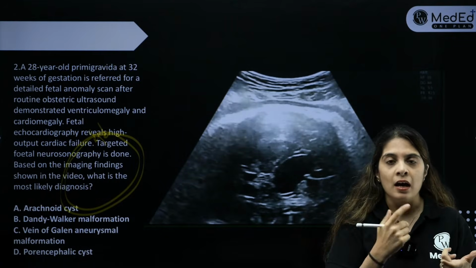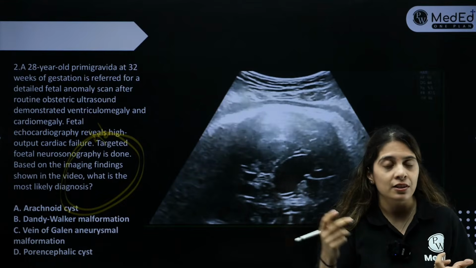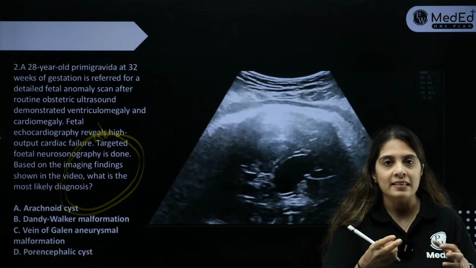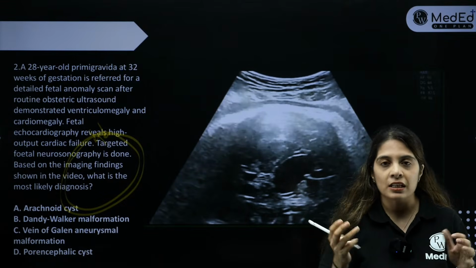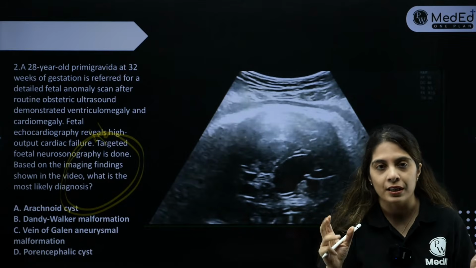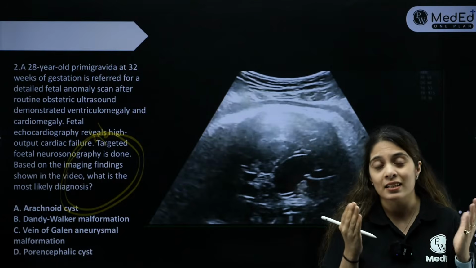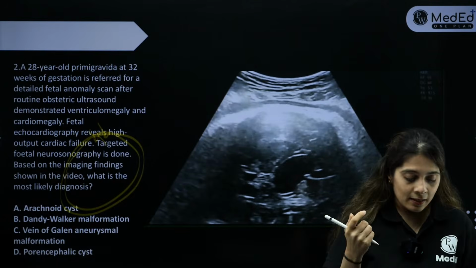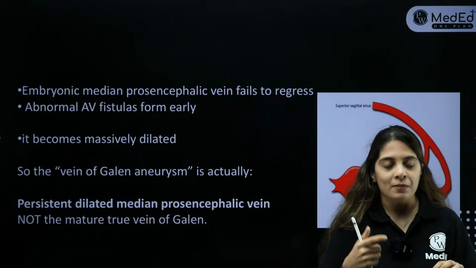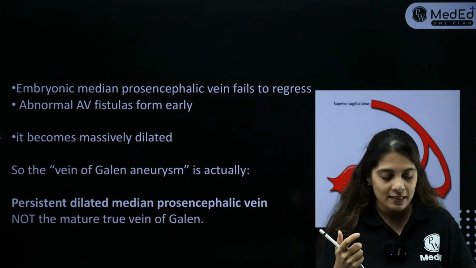Now the question is, how will you differentiate it from the other differentials like arachnoid cyst, porencephalic cyst? So again, with arachnoid cyst and porencephalic cyst, you will never see color flow in it. It's only the vein of Galen aneurysmal malformation in which you will be able to see this color flow. Again, what exactly is vein of Galen malformation? Because it's very important, I'm going to revise this for you.